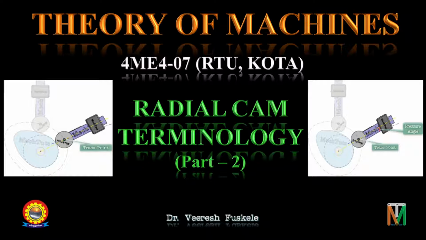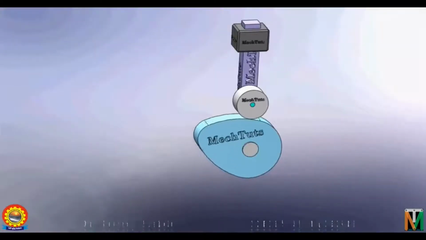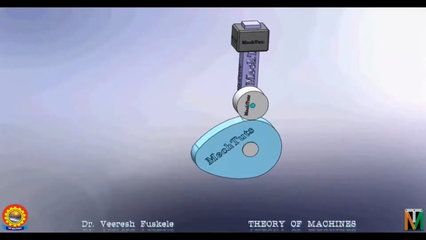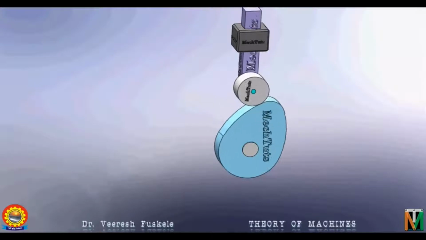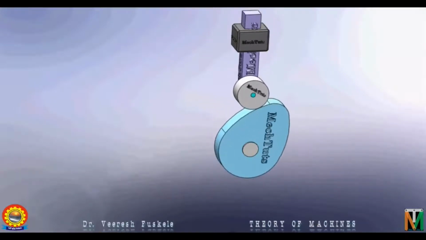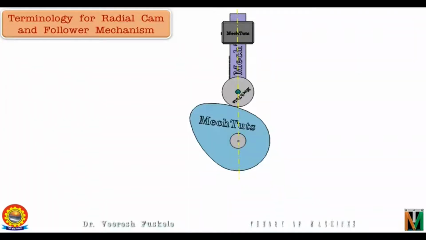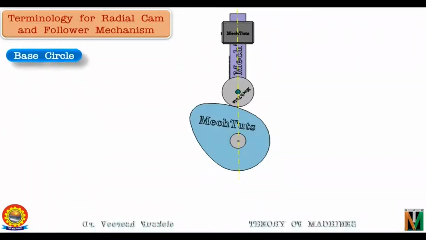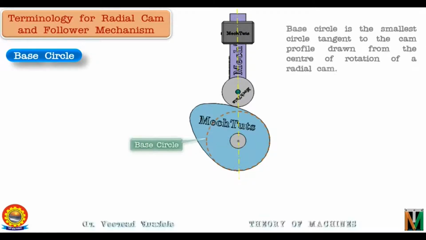In the first part, we discussed a few terms related to radial cam. The radial cam, as we defined, is the cam in which the motion of the follower is in the direction perpendicular to the axis of rotation of the cam. The terms that we discussed are the base circle, which is the smallest circle that can be drawn from the center of the cam and tangent to the profile of the cam. Base circle basically dictates the size of the cam.